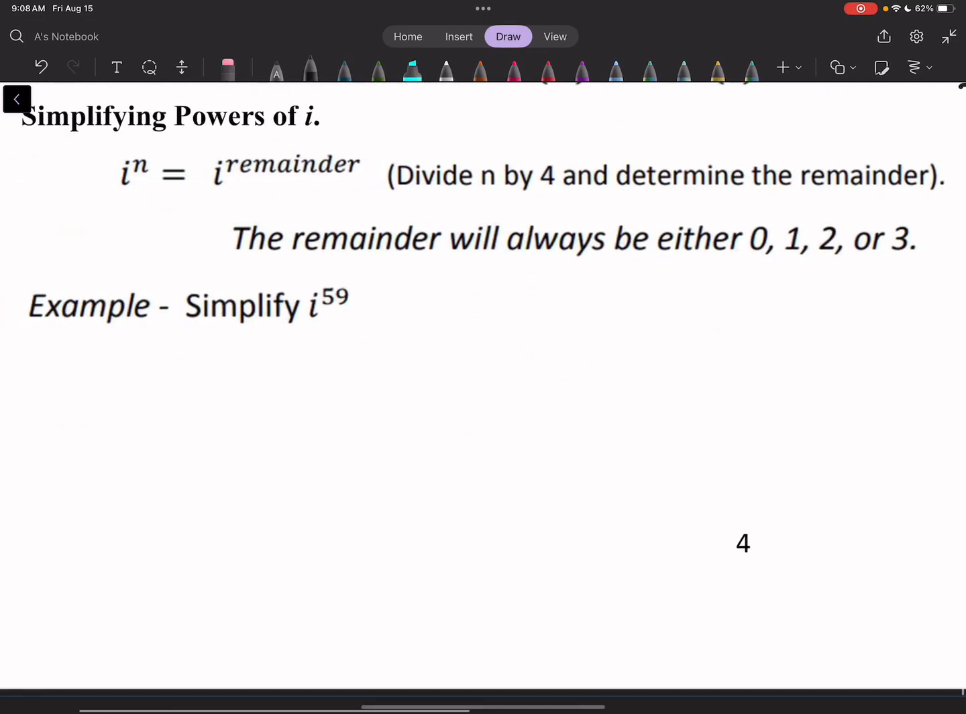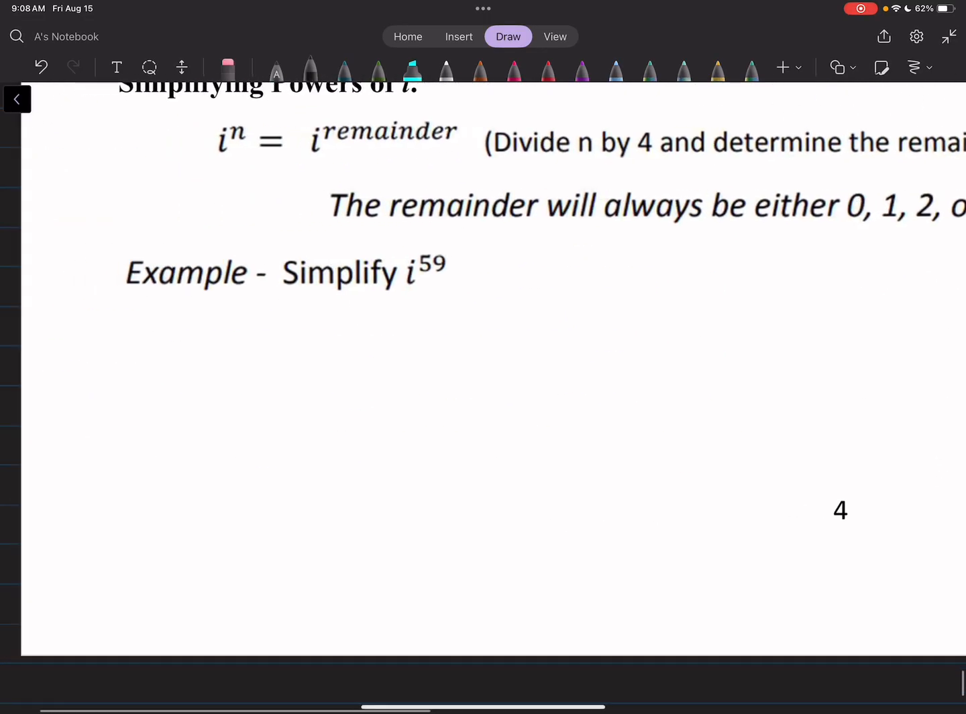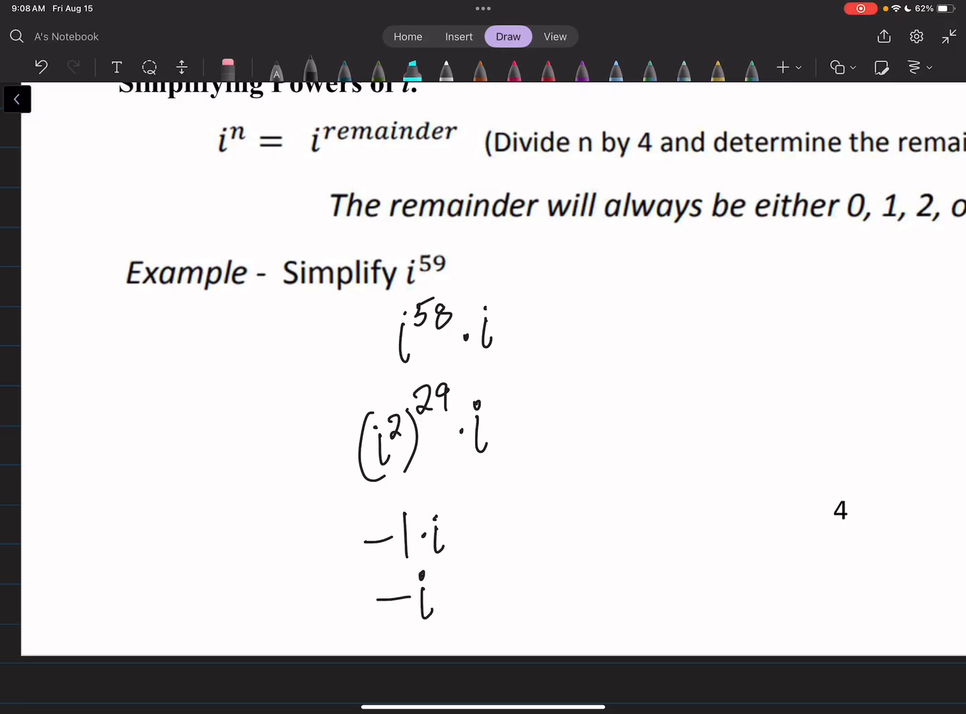All right. Try this one, and then I'm going to work it. i to the 58th times i. This is i squared to the 29th times i. This is negative 1 times i, or negative i. And we are finished.